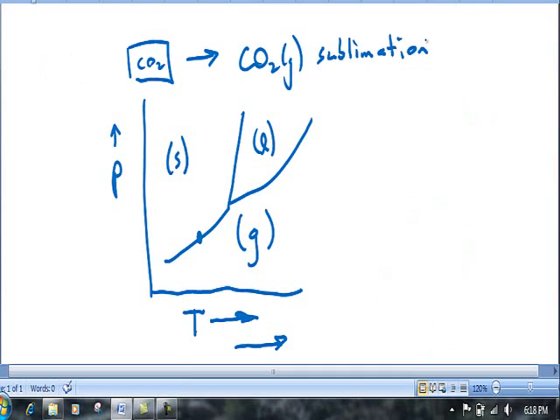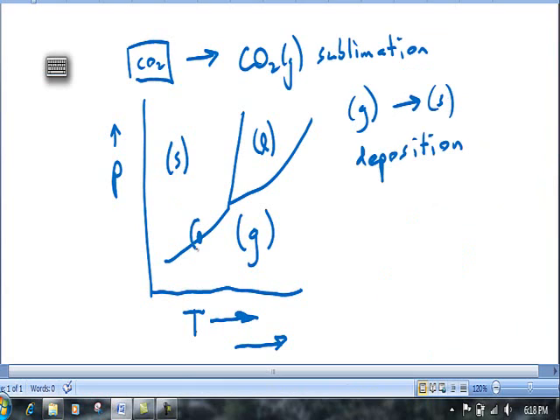If we reverse that process and go from a gas directly to a solid, that process is known as deposition. Either way, when we fall on this line between solid and gas, a phase change is taking place, and we'd be in an equilibrium between the gas phase and solid phase at that particular pressure and temperature combination.